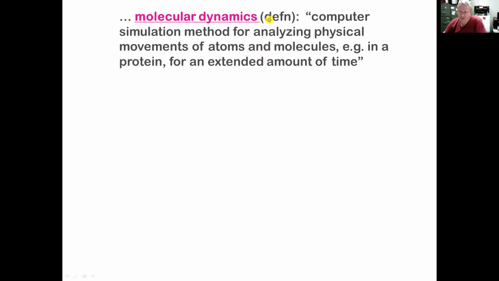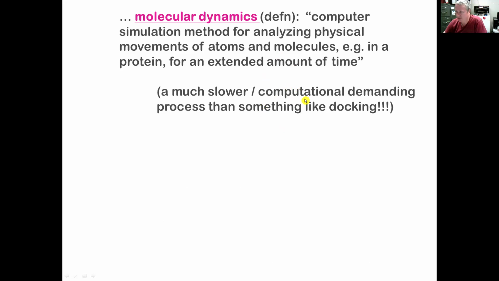If you have a huge protein, not only do you have the protein, but also all the water molecules and things like that. That's a lot of atoms, and trying to simulate the movement of everything over an extended period of time is actually a difficult thing. So you usually need somewhat fancy computer equipment, but it's all available. I mean, maybe $1,000 of computer equipment or something like that. It's a slower, more computationally demanding process than docking. Docking is actually really fast.